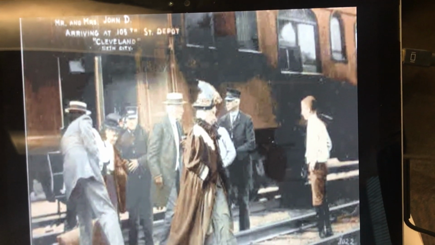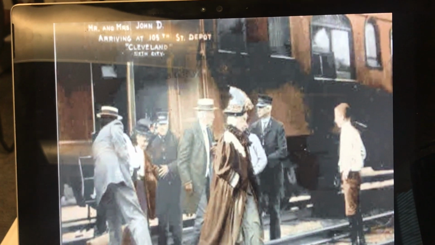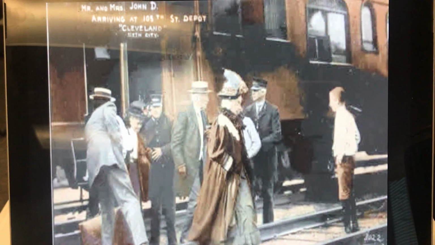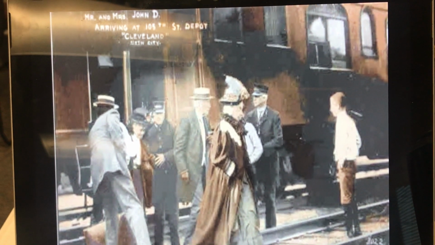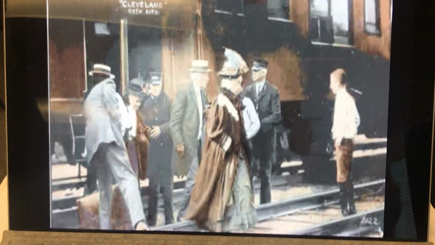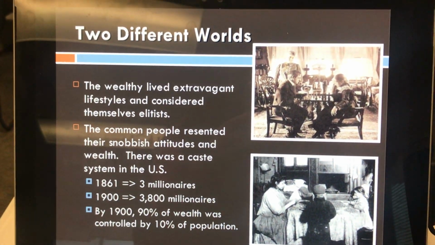This is another picture to show you about the opulent wealth. This is Mr. and Mrs. John D. Rockefeller arriving in Cleveland. And you can see that they are very well dressed, impeccably dressed, as a matter of fact, and rode in the highest style of the time when they traveled.